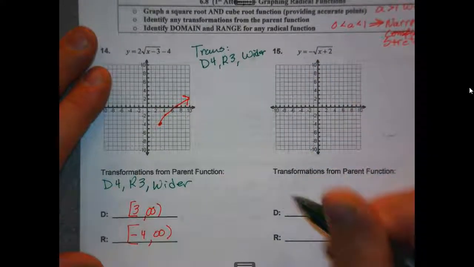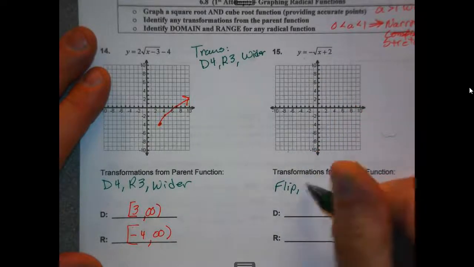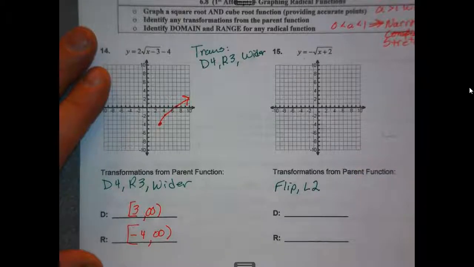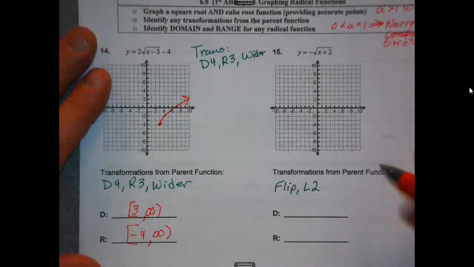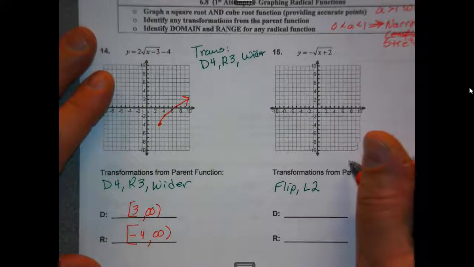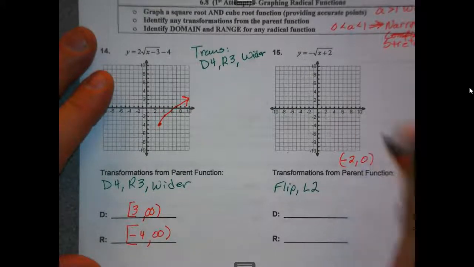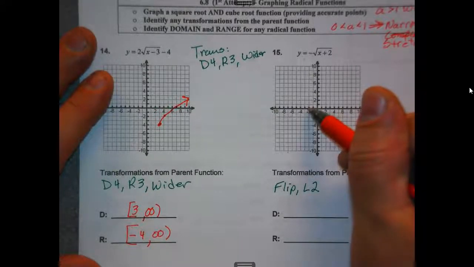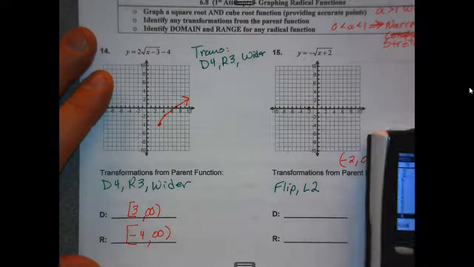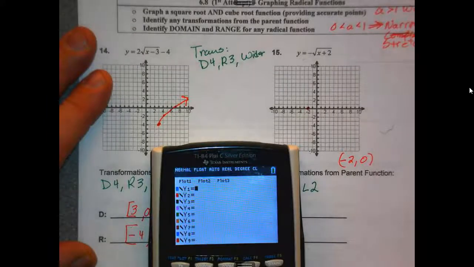Our A is negative, so it's going to flip. And it's going to go to the left too. So our HK is going to be negative 2, 0. Negative 2, 0. Graph it. Negative square root x plus 2.